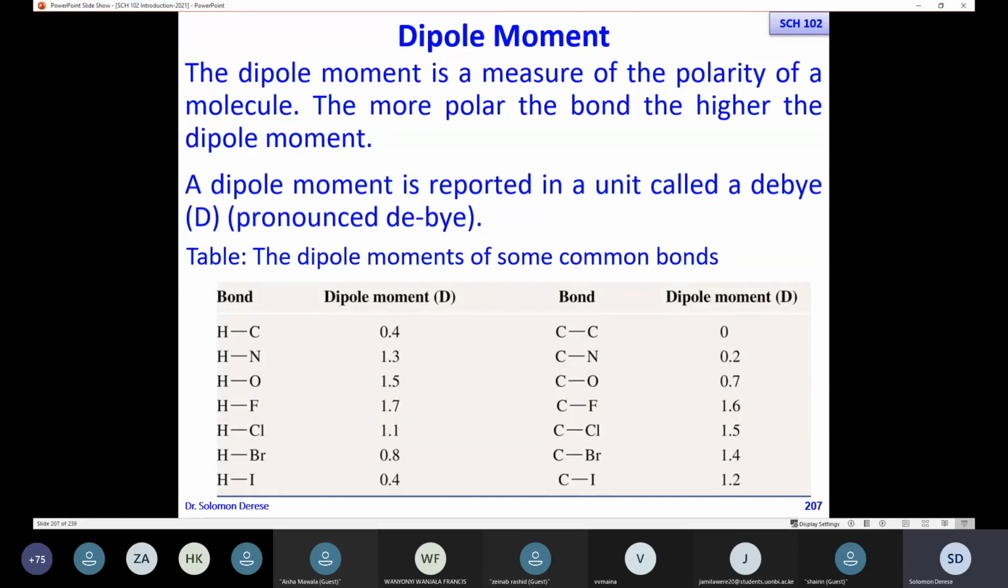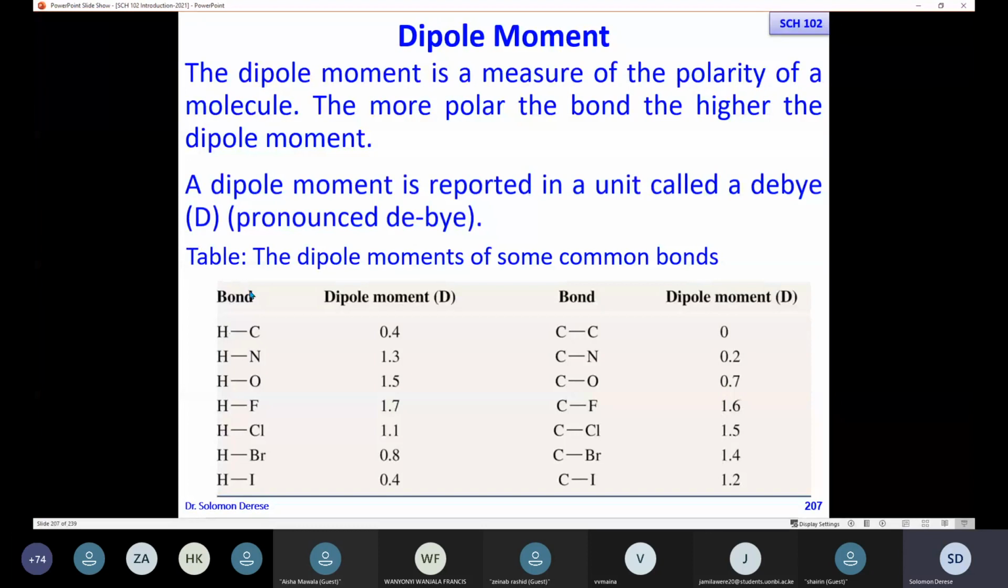Now, hydrogen fluoride, HF, is a molecule. Hydrochloric acid is a molecule. Hydrobromic acid and HI are molecules. The dipole moment of the molecule hydrochloric acid is 1.1. The dipole moment of the molecule HF is 1.7. The dipole moment of the molecule HI is 0.4. But we do not have a molecule called HC or a molecule called CN. We do not have such molecules.